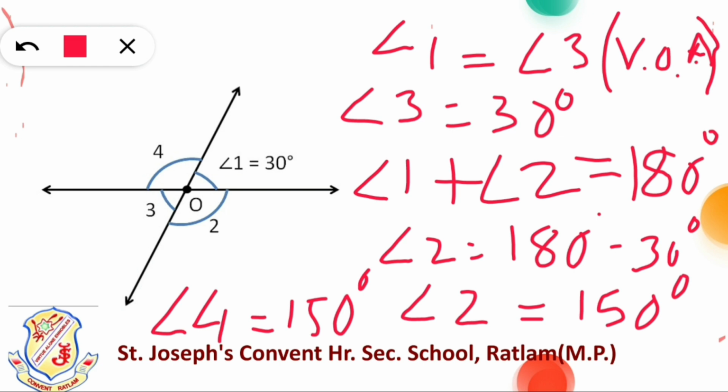So I hope children you have understood how to find the angles if they are vertically opposite to each other and only one angle is given. That's all for today, children. In our next video, the part 2 of this chapter, we will start exercise 5.1, and I hope you have understood all the concepts of pairs of angles. So stay safe and take care of yourself.